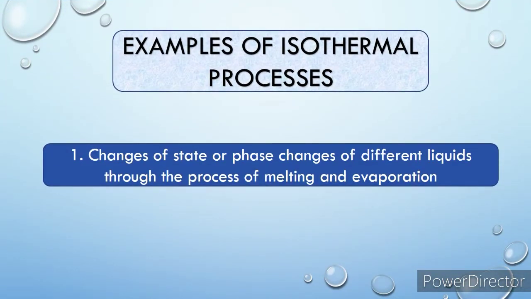Let's look at examples of isothermal processes. There are actually several examples, but these are the most common examples of isothermal. So changes of state or phase changes of different liquids through the process of melting and evaporation. Take note, this is only when the process of changing phase of a liquid is through melting and evaporation that it can be considered as an isothermal process.